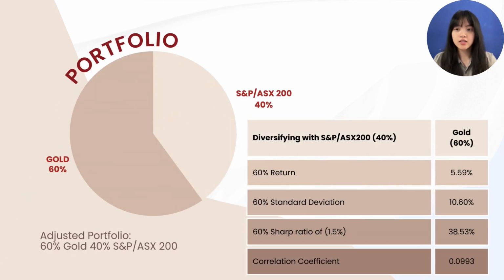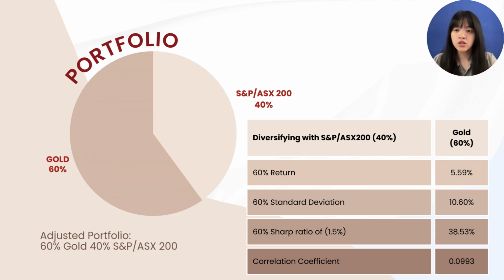I will present my adjusted investment portfolio and explain my 60-40 allocation to gold and the ASX 200. My main investment objective is long-term stable growth with a focus on risk control and capital preservation. To achieve this, I have allocated 60% of my portfolio to gold and 40% to the ASX 200 index. Gold serves as a hedge against inflation and a haven during crises, while the ASX 200 index provides exposure to Australia's stable market. This portfolio delivers an annualized return of 5.59%, reflecting steady long-term growth.